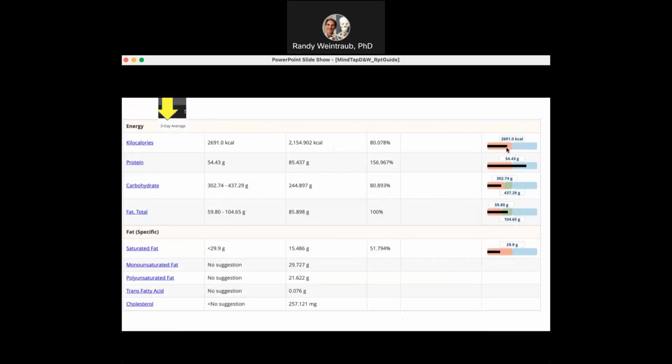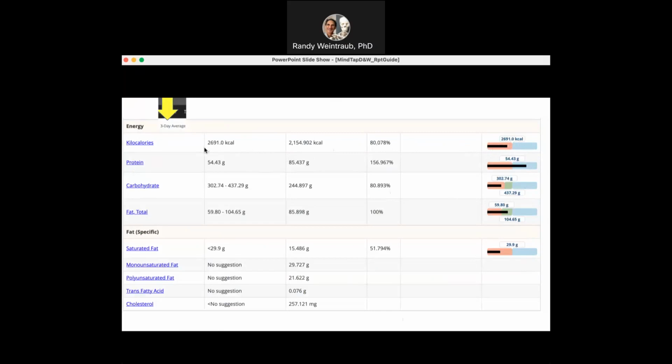The black line inside the pinkish area is the DRI. The pink is under the DRI, a little bit below, and the blue is over. So you can see on calories, I'm slightly below. This is a 3-day average, slightly below.